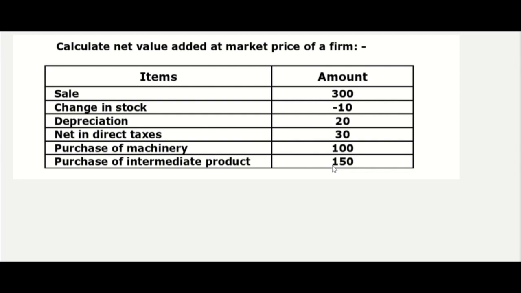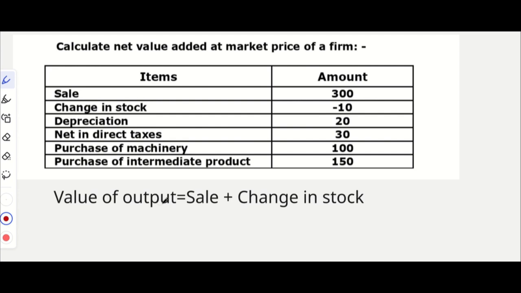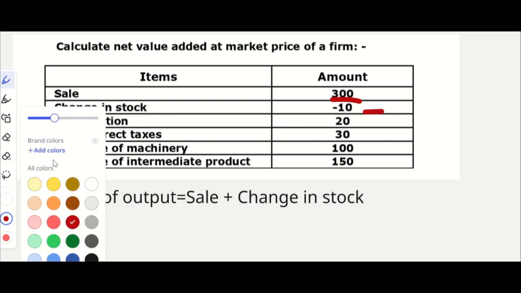So let's see how to. What is the first equation we need? We have to find the value added, right? So we can use the equation: value of output is equal to sale plus change in stock. It is already given there, right? Sale is given right here, and we also have the change in stock. That is also given here, right? Right here. So let's add.